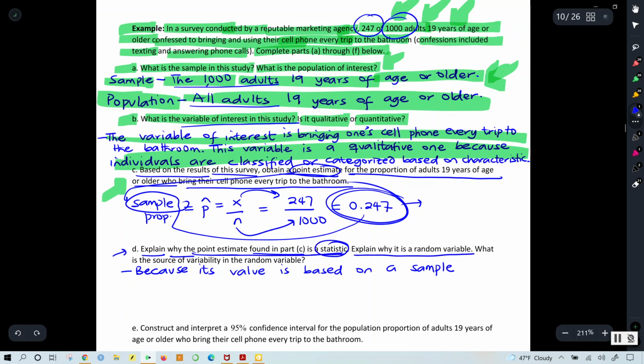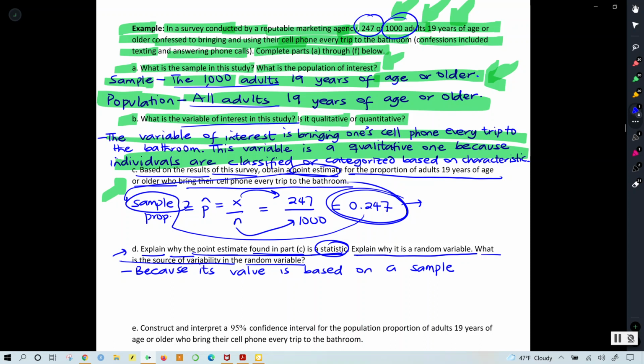Then next, explain why it is a random variable. It is a random variable because its value may change from sample to sample depending on the individuals in the survey. And then, what is the source of variability in this random variable? The source of variability are the individuals that are selected to be in the study.